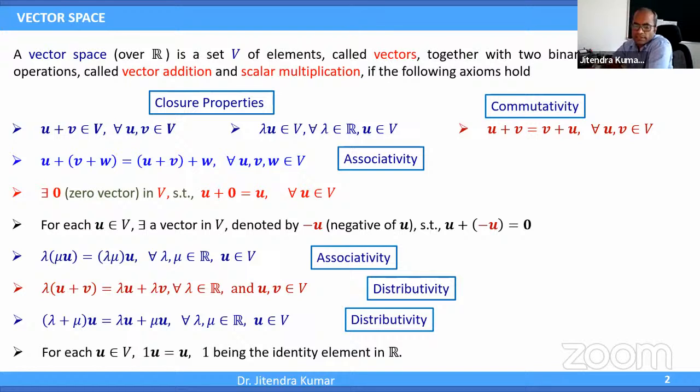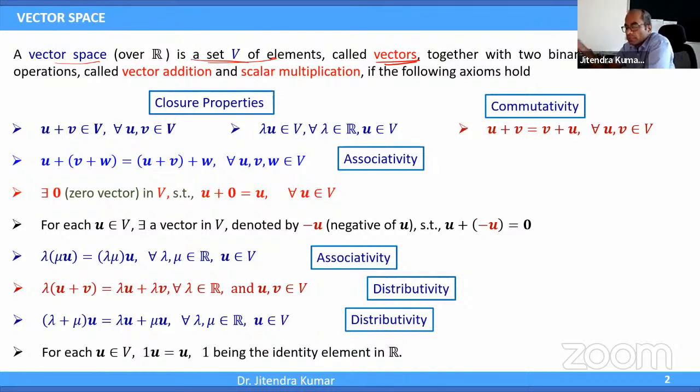So first of all, we should not find this vector space difficult to understand, because this is a special set, nothing else. So a vector space is a set V which has certain properties. First of all, the elements of this vector space are called vectors.